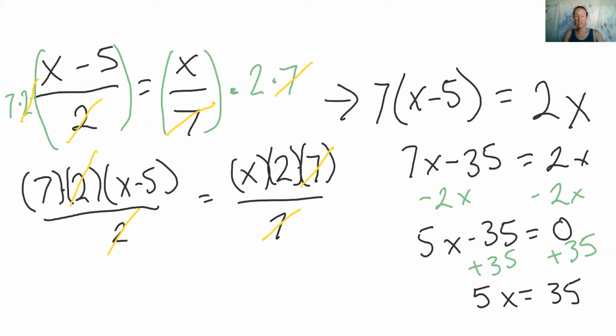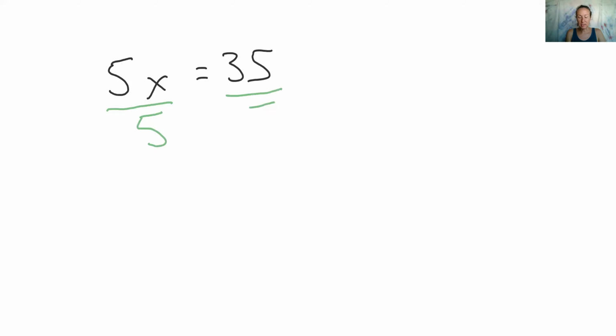So now we've got 5x equals 35. And from there, we're going to use the multiplicative and division property of equality to just divide both sides by 5. And we will get that x equals 7. So we've got 5x equals 35. We divide this side by 5, and notice we divide this side by 5.